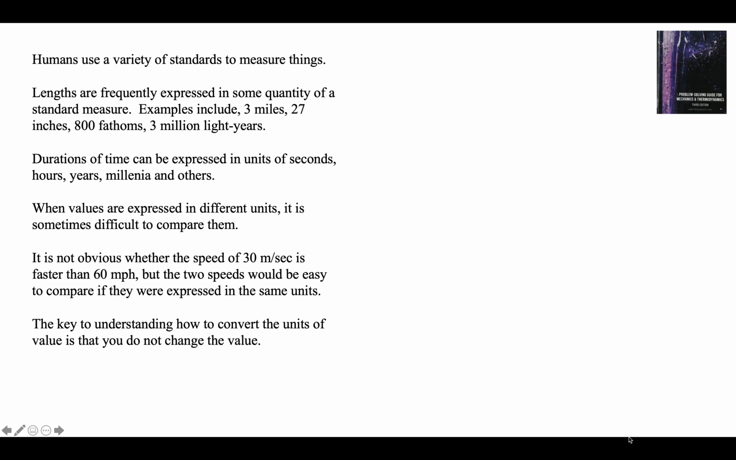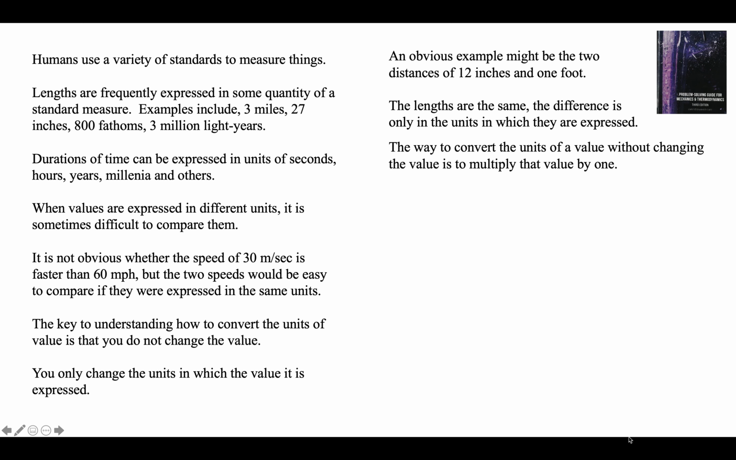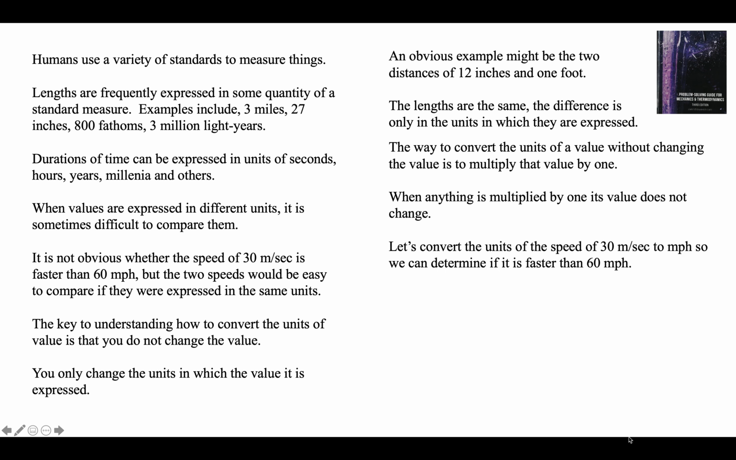So the key to understanding how to convert the units of a value is that you do not change the value. You don't want to change the speed, you only change the units in which the speed is expressed. So 12 inches is the same as 1 foot. The length is the same, different units. The way to convert the units of a value without changing the value is to multiply that value by 1. When you multiply something by 1, you don't change its value.